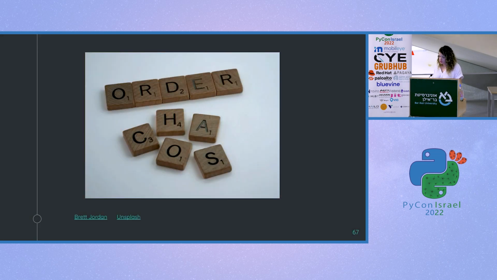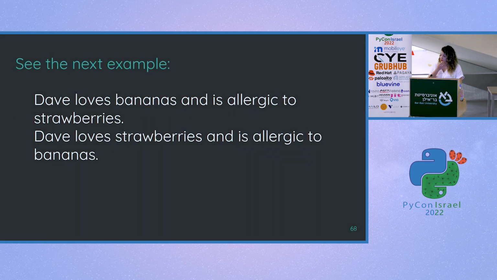So let's address the order. Let's talk about the order. Let's see the next example. Dave loves bananas and is allergic to strawberries. Dave loves strawberries and is allergic to bananas. In this example, there's a difference of life and death. And here the order of the words inside a sentence does matter.